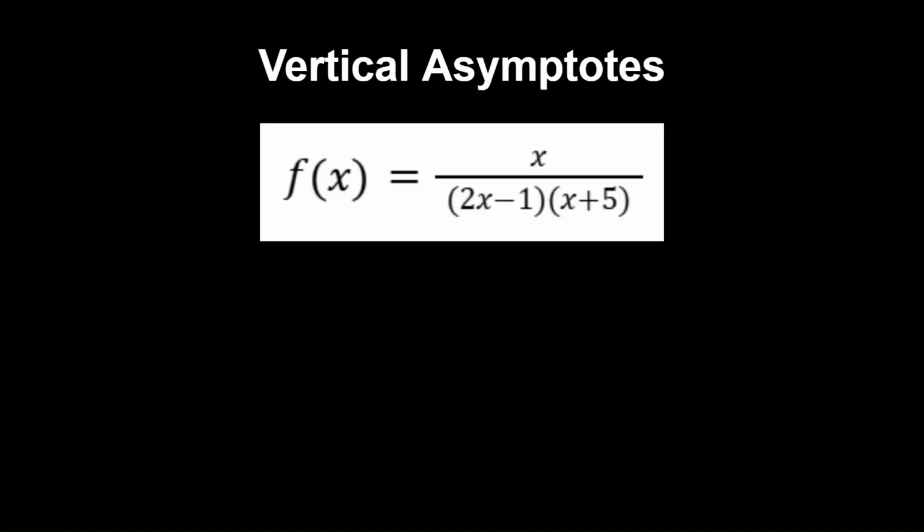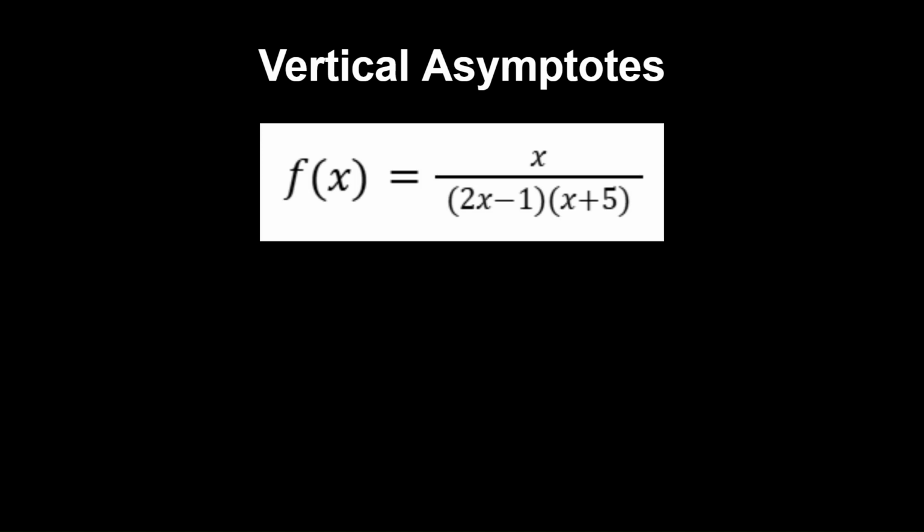Here's some stuff about vertical asymptotes. If you have a function like this, where f of x equals x over (2x plus 1)(x plus 5), first of all, make sure that there are no factors on the top and the bottom that match, because then you can cancel those out. Make sure to factor everything down, and then cancel any factors on the top and the bottom that are the same.